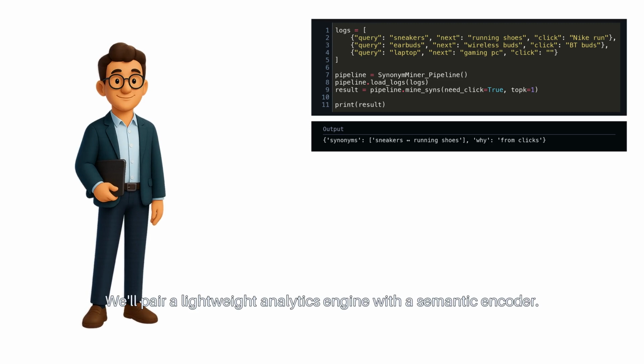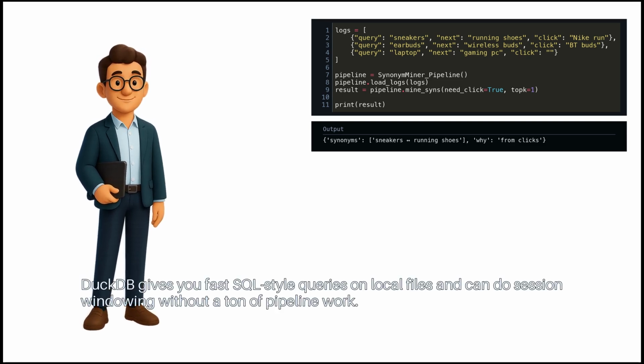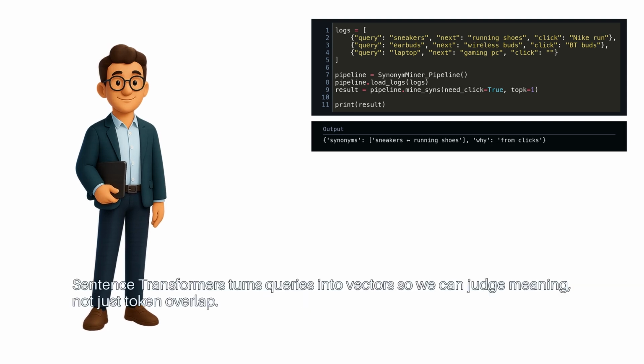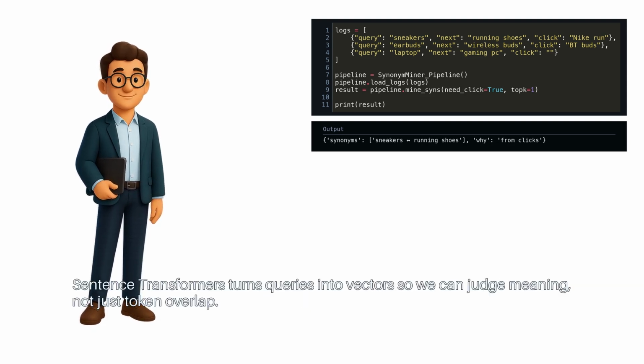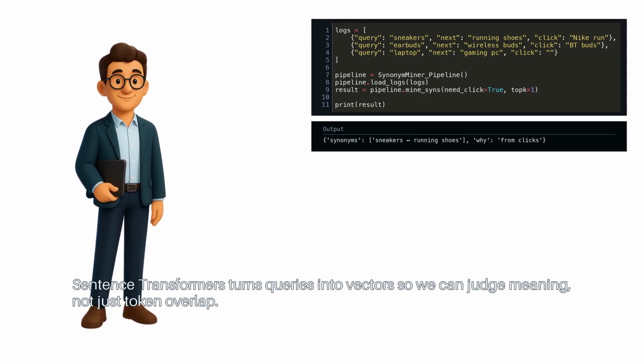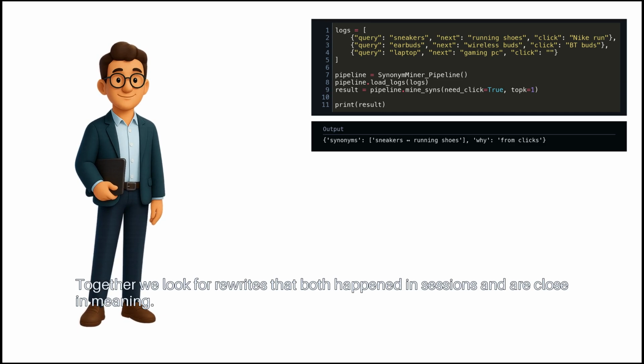We'll pair a lightweight analytics engine with a semantic encoder. DuckDB gives you fast SQL-style queries on local files and can do session windowing without a ton of pipeline work. SentenceTransformers turns queries into vectors so we can judge meaning, not just token overlap. Together we look for rewrites that both happened in sessions and are close in meaning.